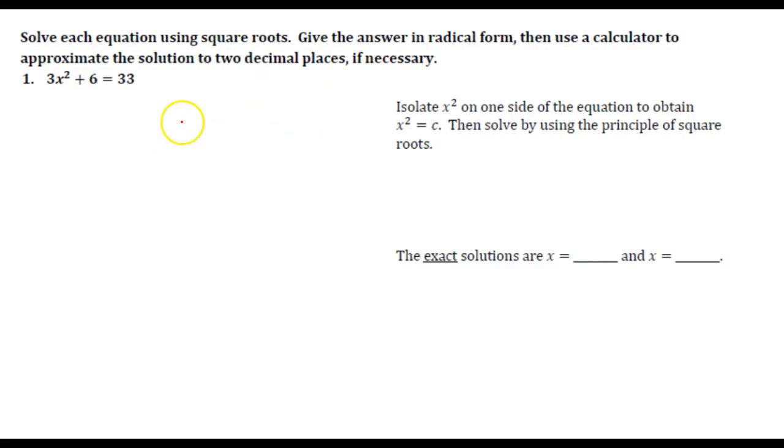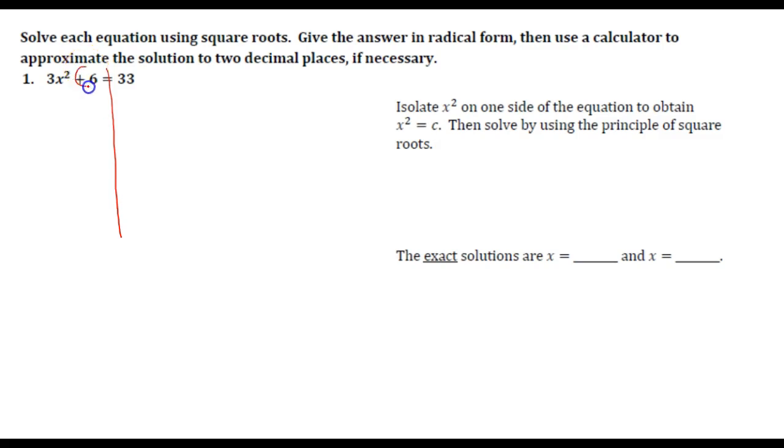Hello and welcome back to 22.1, solving by taking square roots. As you can see here, it says to solve each equation using square roots. So that's exactly what we're going to do. I see an equal sign here, so I'm going to go ahead and draw a line straight down, so that way I know I have two sides of my equation.